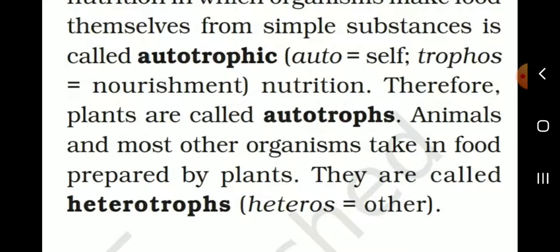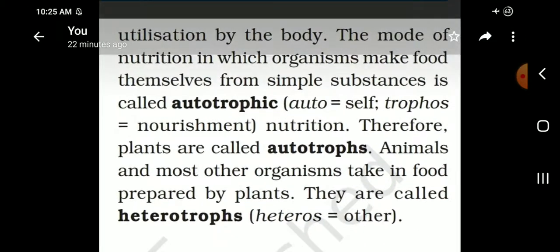Then heterotrophs. What are heterotrophs? Do you remember, students? Animals and most other organisms take food prepared by plants. They are called heterotrophs. Hetero means other.